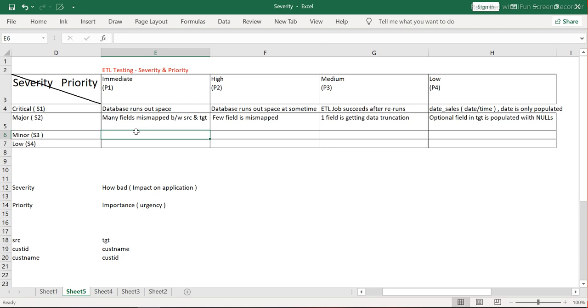Now we'll look at severity minor. Severity minor means, guys, it is not major, it is minor, a very, very small issue. Let's say there are 100 features and only one feature is not working out of it. That kind of scenario, it is minor. So when I say minor, what kind of example can we say? Let's say minor severity and immediate priority.